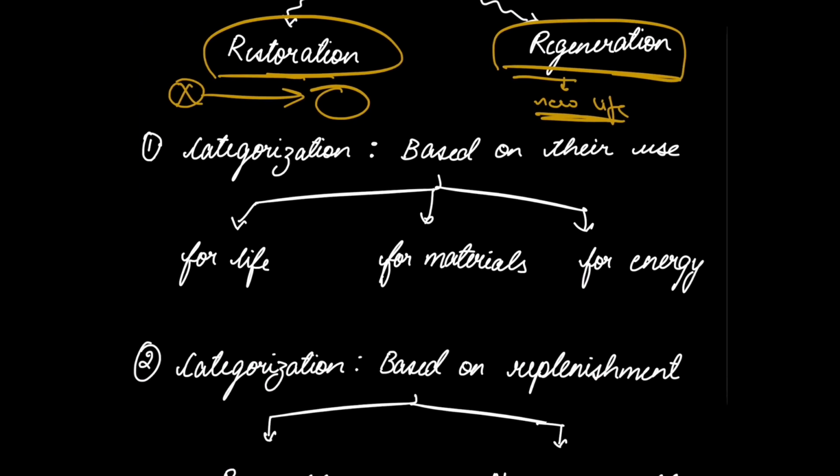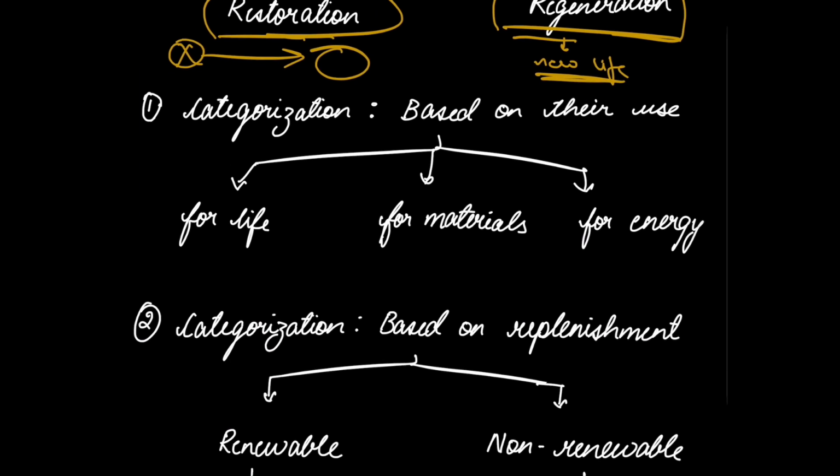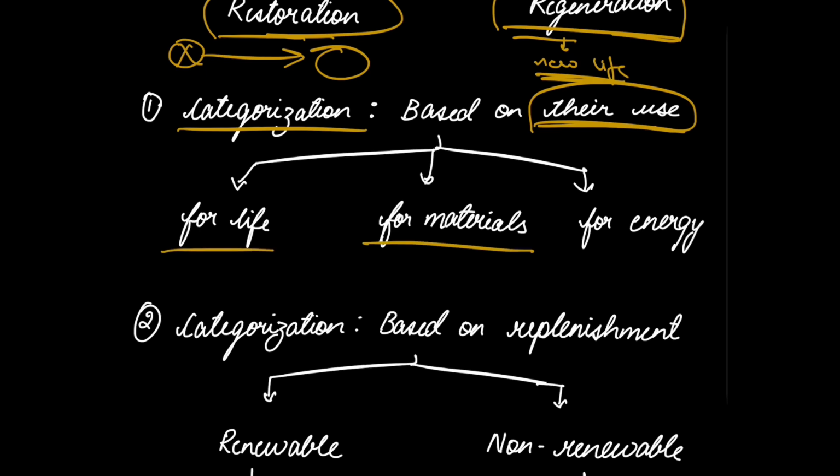And then we classified the resources based on their use. The first categorization is based on the uses of the resource: resources for life, resources for materials, and resources for energy. Resources for life are like air, water, and soil. Resources for materials, from coal to marble, wood, and many other things, are the materials which we use. And resources for energy are like coal, petroleum, and many more things which are used for generating energy.